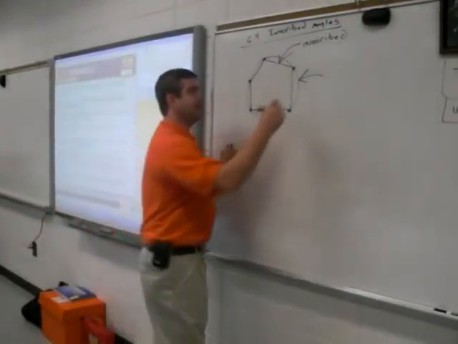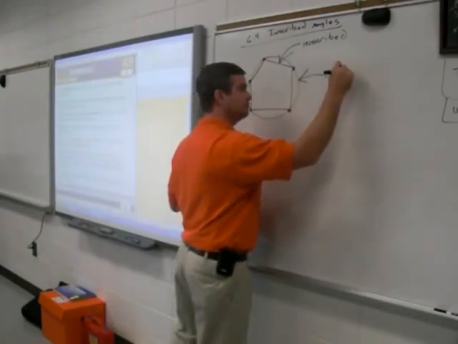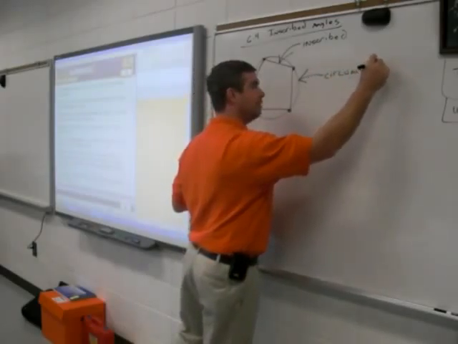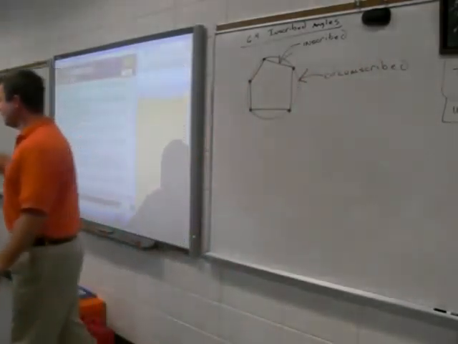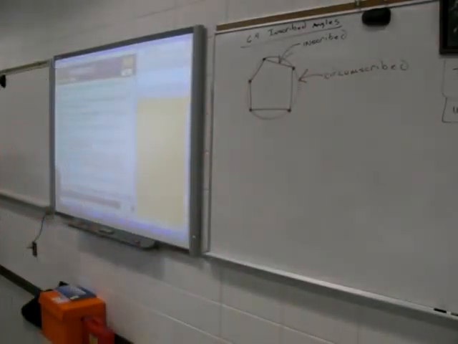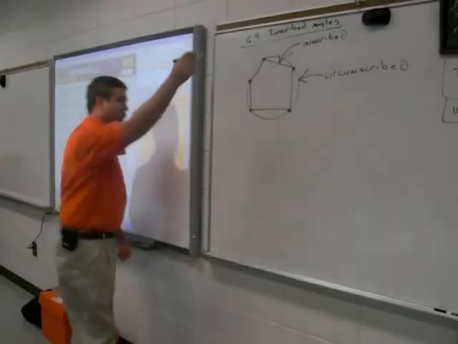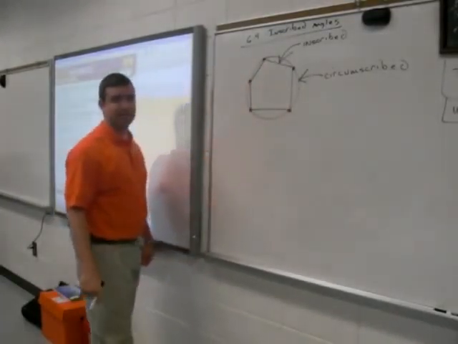The circle that goes around it is circumscribed. Spell it out. Write it in your notes. The way that I remember that circumscribed means on the outside is circumference. Circumference is the measure of the circle's perimeter. We don't say perimeter when we deal with a circle, we say circumference. So circumscribed means the circle is on the outside of the polygon.